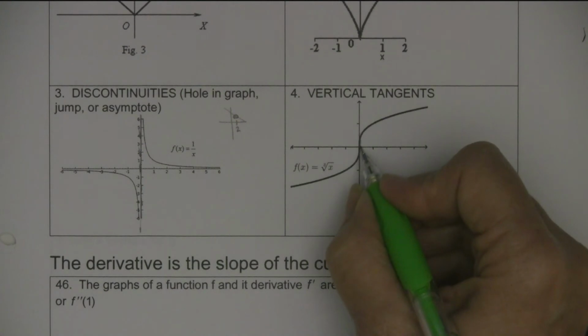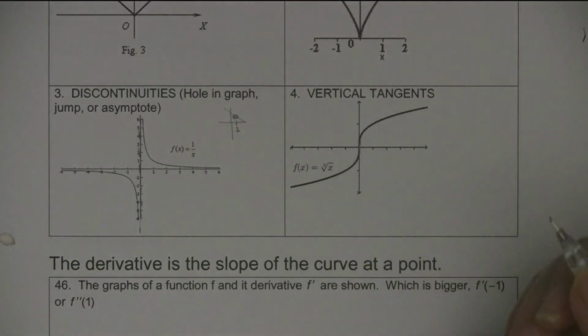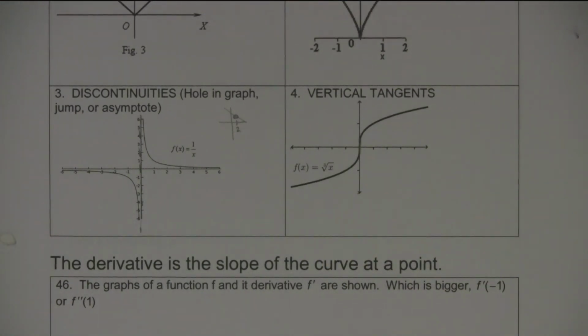And the derivative doesn't exist either at a vertical tangent. So you can see the slope of the curve right here, instead of being horizontal, looks like it's straight up and down. It's vertical, and the slope is undefined. So the derivative is the slope, and it's undefined at this point right here. So the derivative doesn't exist there.